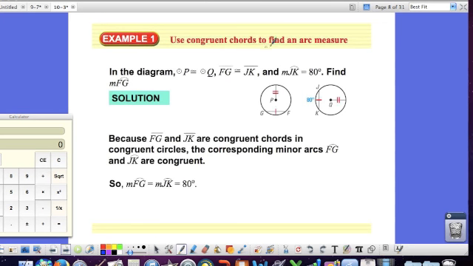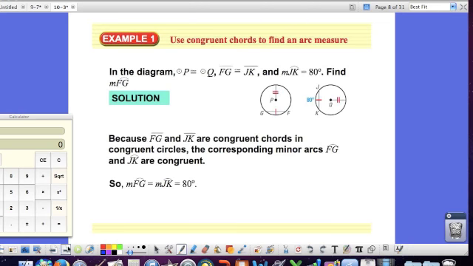In the diagram, circle P is congruent to circle Q. This radius is equal to this radius. FG, we're being told, is congruent to JK. And the measure of arc JK is 80 degrees. Find FG. Well, because they're congruent chords in congruent circles, they're congruent. So FG is equal to JK, it's 80 degrees.